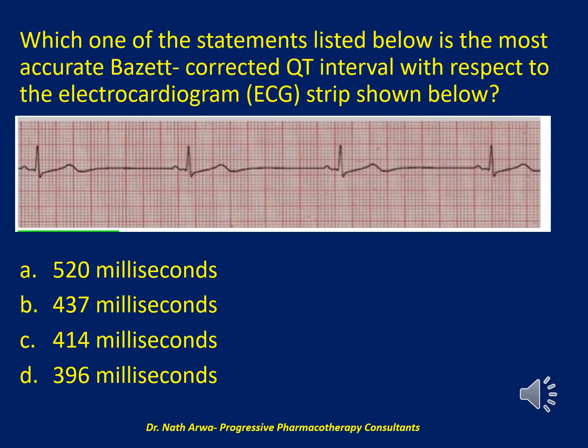And the next question reads, which one of the statements listed below is the most accurate Bazett-corrected QT interval with respect to the electrocardiogram (ECG) strip shown below? Is it A. 520 milliseconds, or B. 437 milliseconds, or C. 414 milliseconds, or is it D. 396 milliseconds? I will give you 10 seconds to choose the correct answer to this question from the listed options.